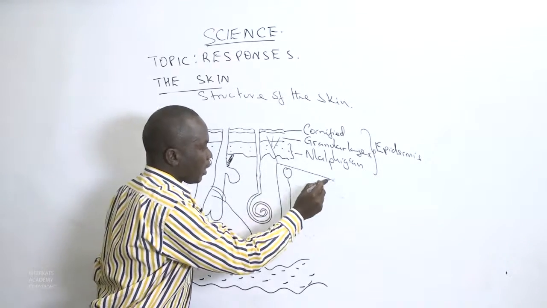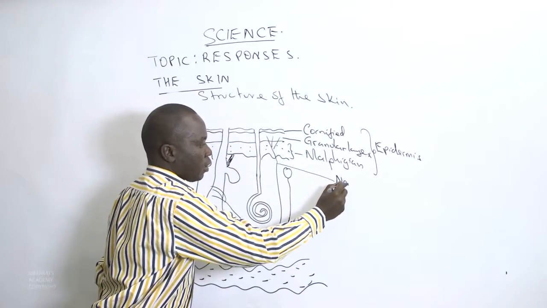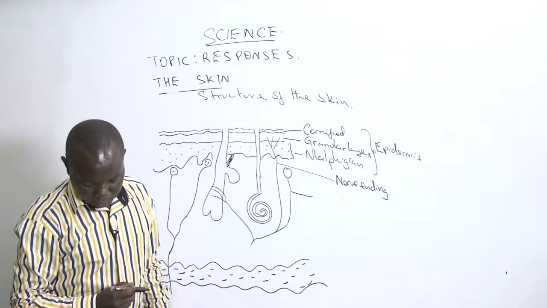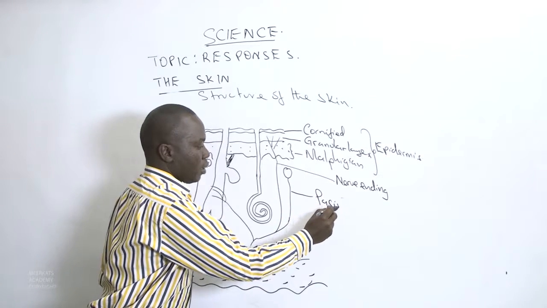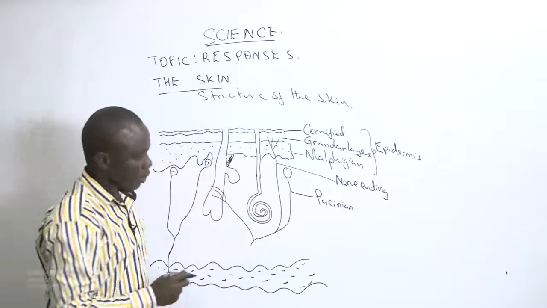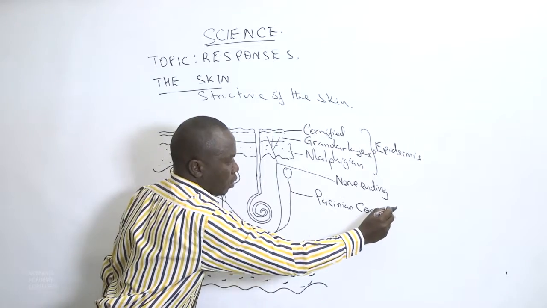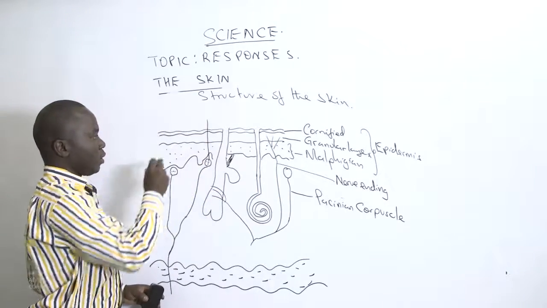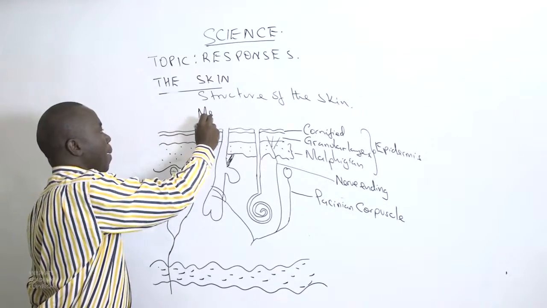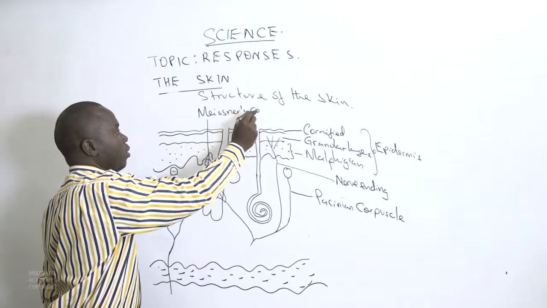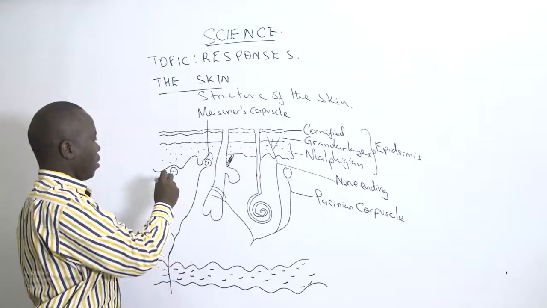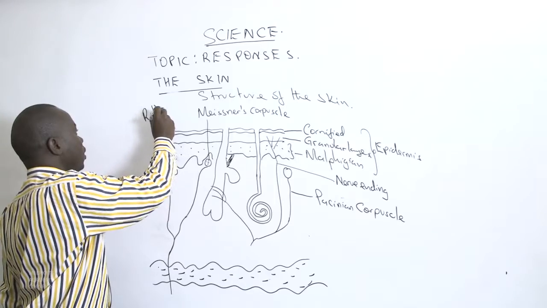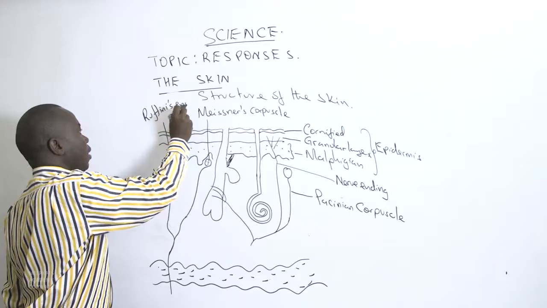Then we have other structures here. We have this part, the free nerve endings. We have that part called the Pacinian corpuscle. That's also a nerve. We have other nerves called the Meissner's corpuscle. This nerve called the Ruffini's end organ.